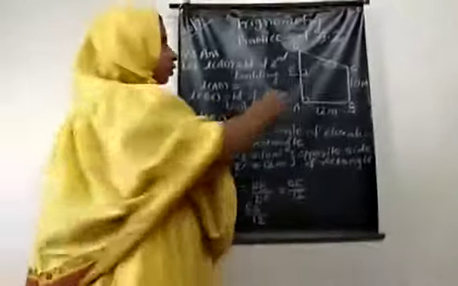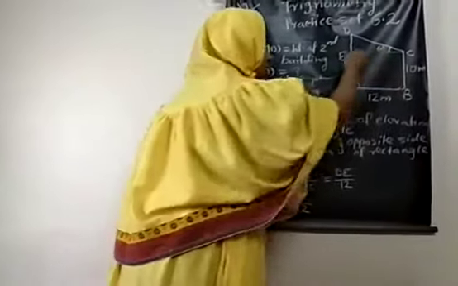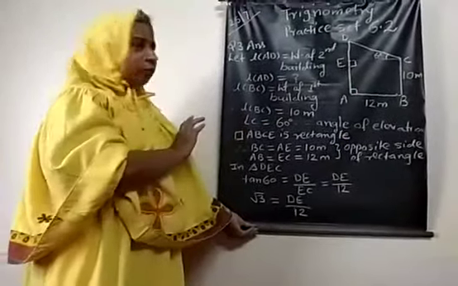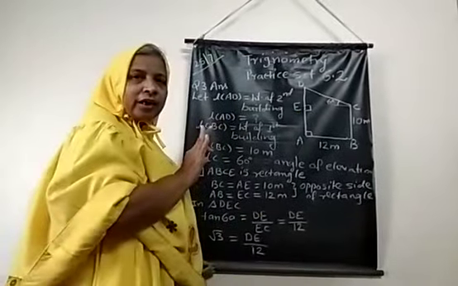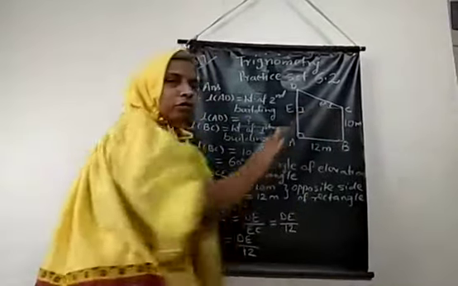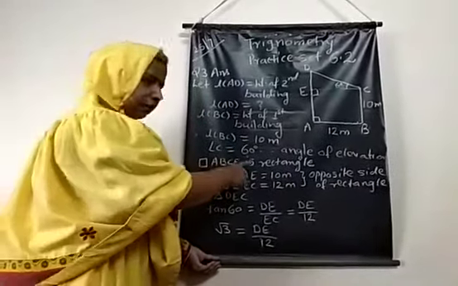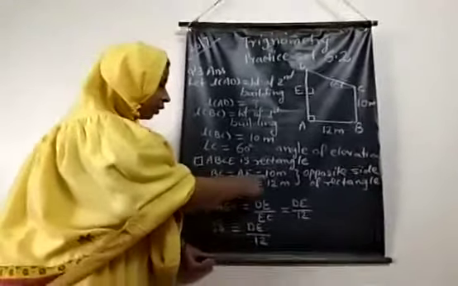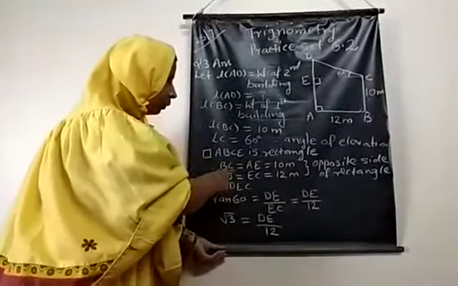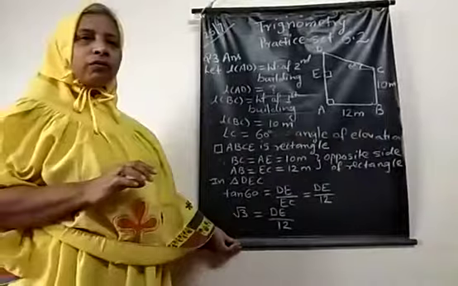Now by constructing EC perpendicular to AD, the quadrilateral ABCE which is formed is a rectangle, because here this A angle is 90 degree, this E angle by construction is 90 degree, and opposite angles are congruent for a parallelogram. Therefore quadrilateral ABCE is a rectangle, and in a rectangle opposite sides are equal. Therefore BC equal to AE is equal to 10 meter, AB equal to EC equal to 12 meter. These both are the opposite sides of the rectangle.